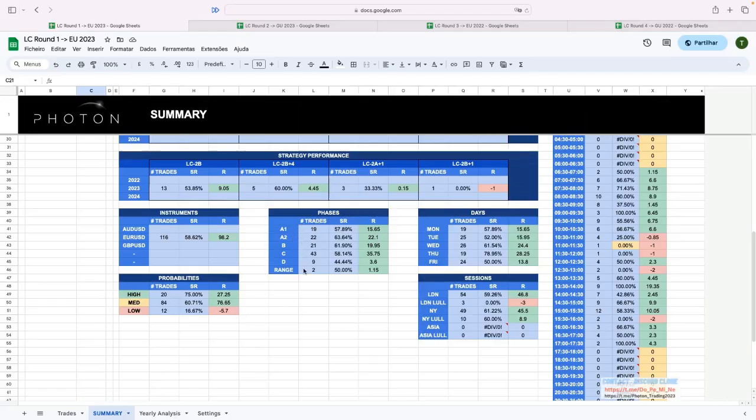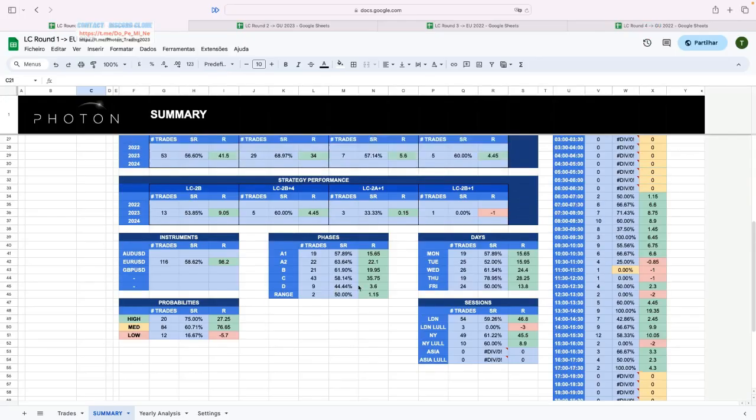Also, in terms of phases, there is not something that I can say about that, unless like you can see, phase D is the worst. And you can also see, very interesting, that London Lul and New York Lul is something that, in my opinion, I found it does not worth trading.